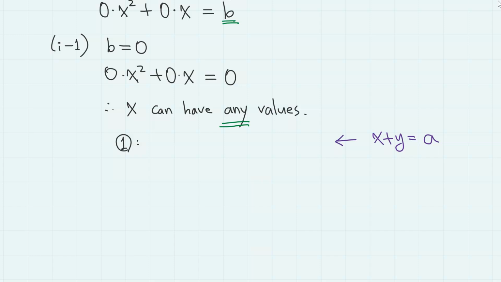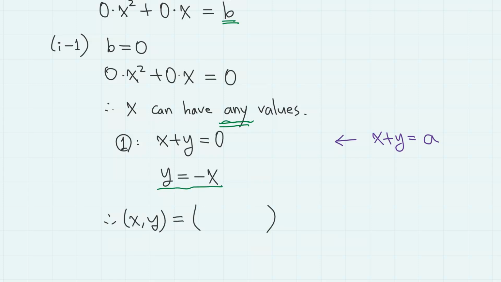And equation 1 becomes x plus y equals 0, so we have the relation y equals minus x. This means that x and y can have any values that satisfy the relation y equals minus x. So we can write the roots as x equals some constant c, then y is given as minus c, where c can be any complex number.